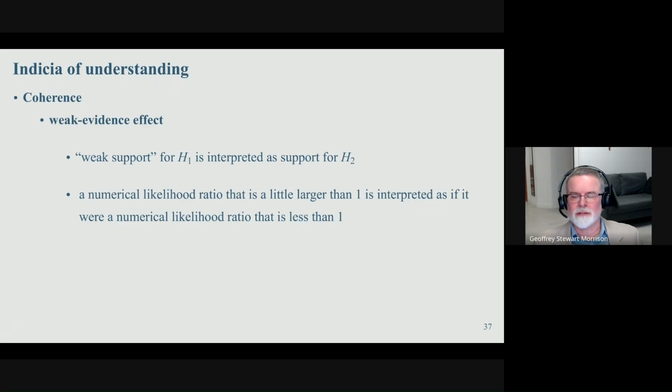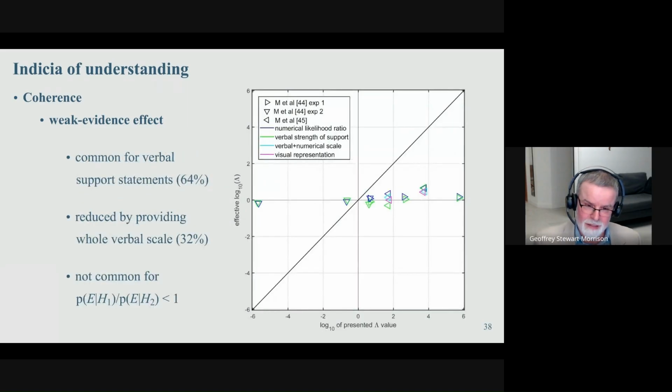The weak evidence effect occurs when a support statement such as weak support for H1 is interpreted instead as support for H2, or when a numerical likelihood ratio that's a little bit larger than 1 is interpreted as if it were a likelihood ratio less than 1. This is a subset of the data that I presented earlier, from the studies that looked at the weak evidence effect. The weak evidence effect was most common for the verbal support statements.